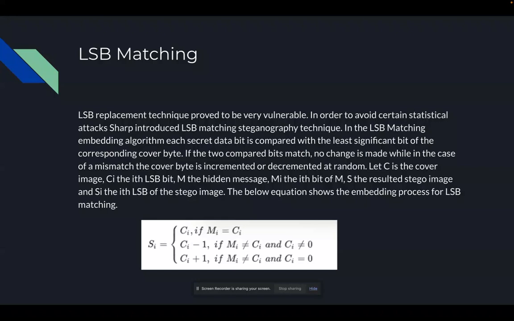So, looking at the equation below, let C be the cover image and Ci be the ith LSB bit. M is the hidden message, and Mi is the ith bit of M. S is the resulting stego image, and Si is the ith LSB of this stego image.